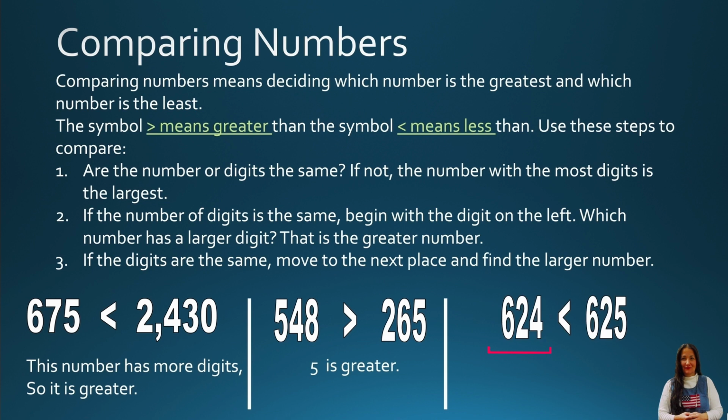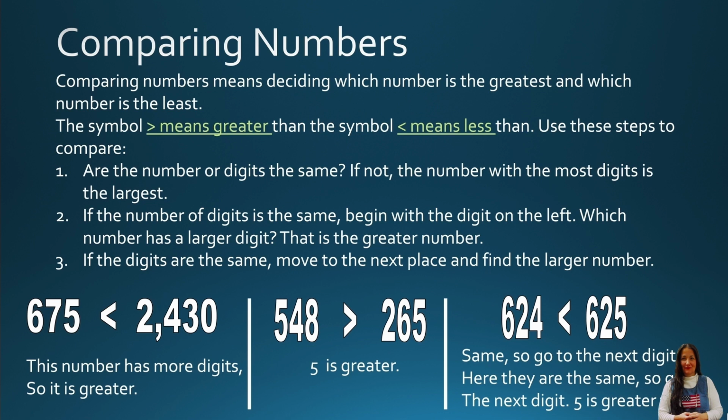Here we have 624. When we look on the left number, the first number we see is a 6. When we compare it to the right number, it is also a 6. When we look at the next number on the left, we see a 2. When we compare it to the right number, we see a 2. So now we have to go back to the left side and look at the next number, 4, and then compare it to the 5. We know that 4 is less than 5.